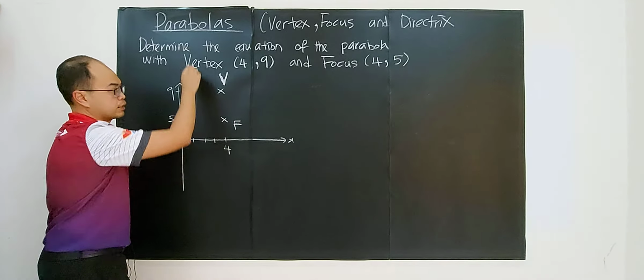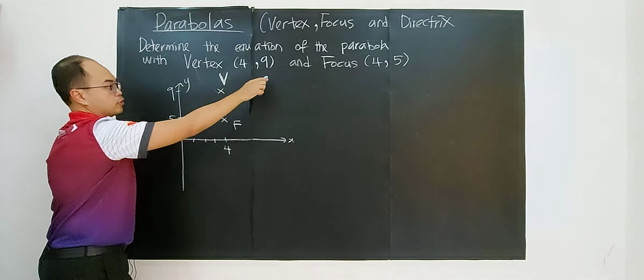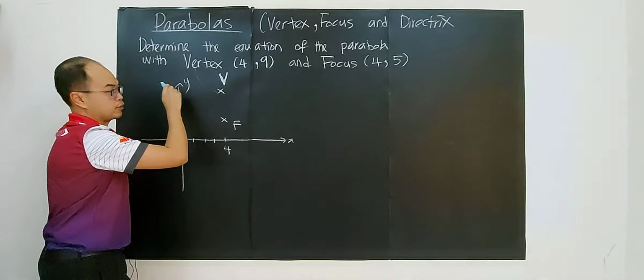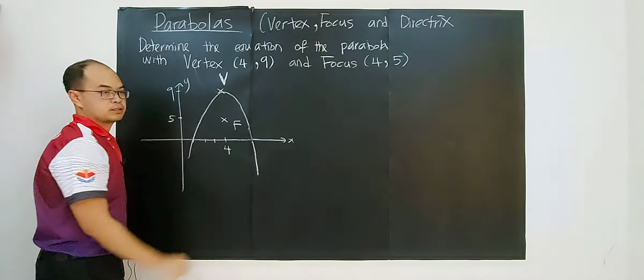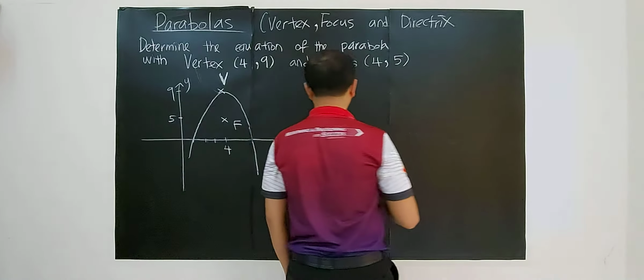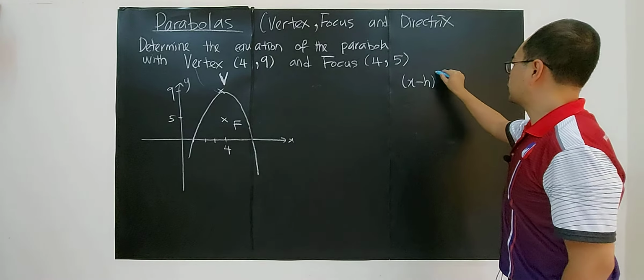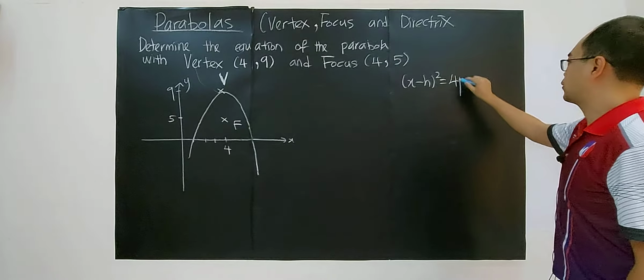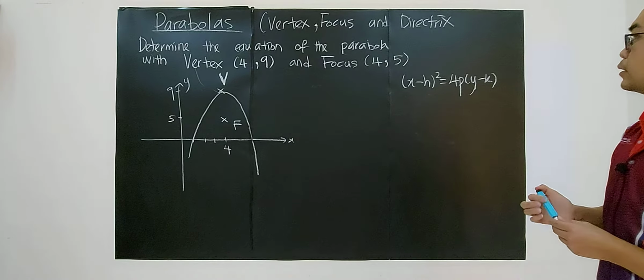This is our vertex. It's not going to open upwards, because there is no focus there. It's not going to open right, no focus there. Left, no. It will open downwards. So if it opens up or down, the type of equation will be (x minus h) squared equals 4p(y minus k).